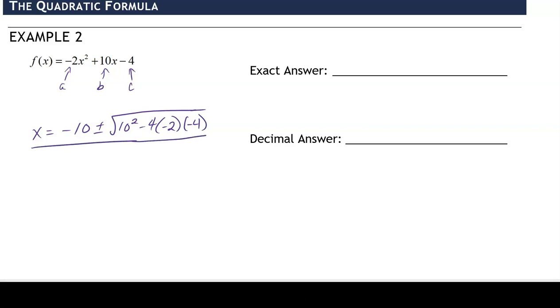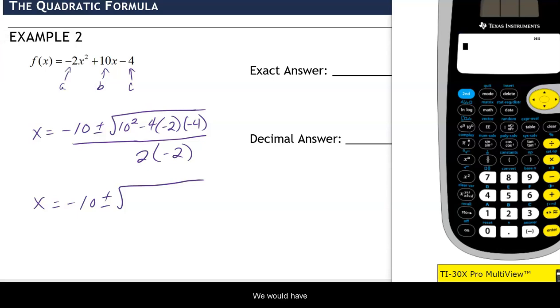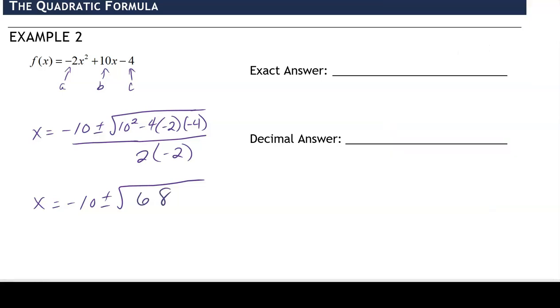All divided by 2 times negative 2. So simplifying inside of our square root, we would have 10 squared minus 4 times negative 2 times negative 4. I can just plug that into my calculator, and that will give us 68 under our radical. And then 2 times negative 2, negative 4. So now we need to simplify our radical.